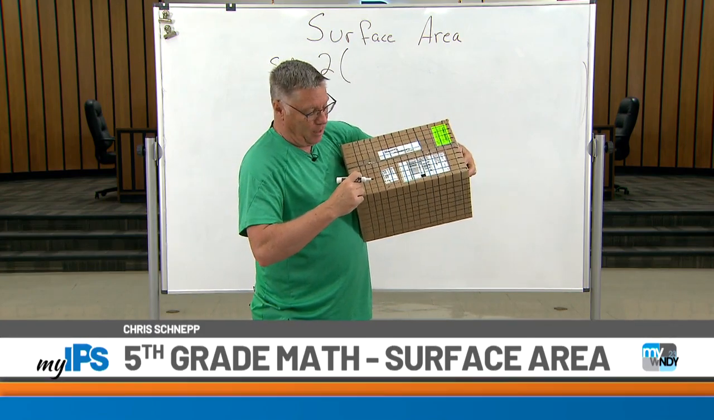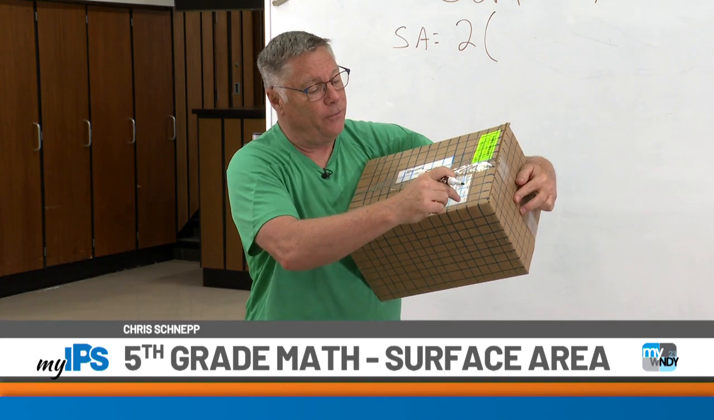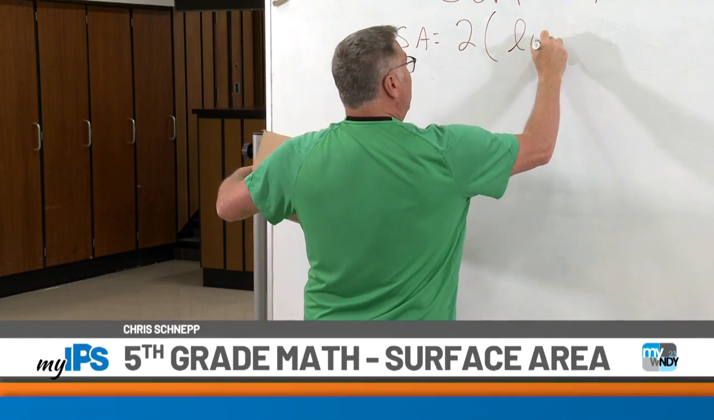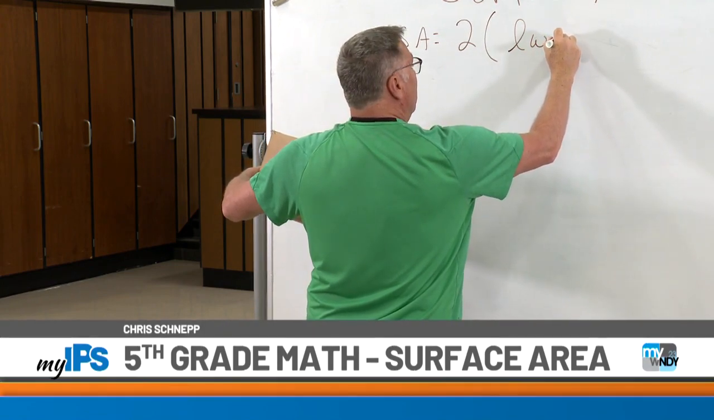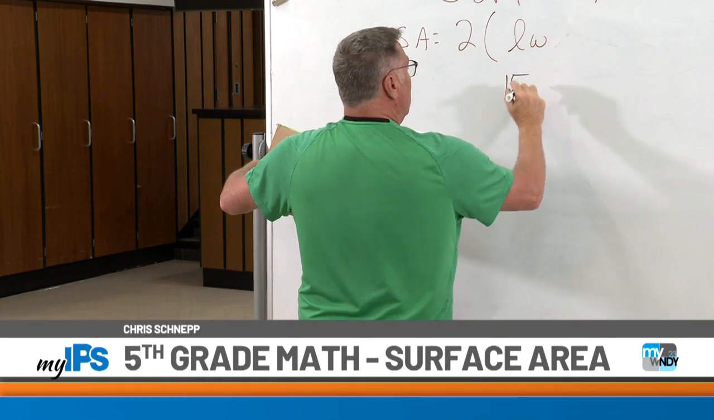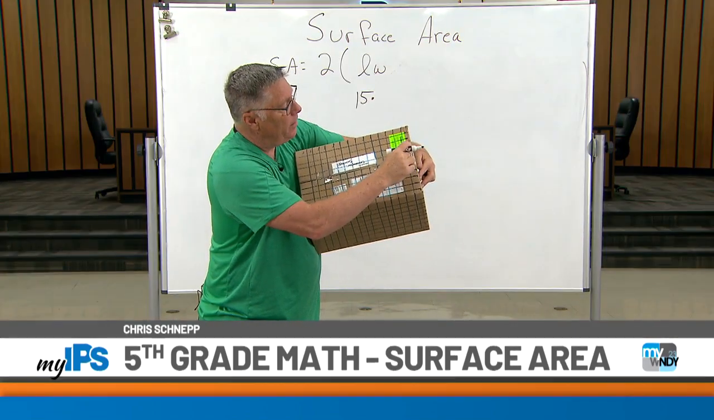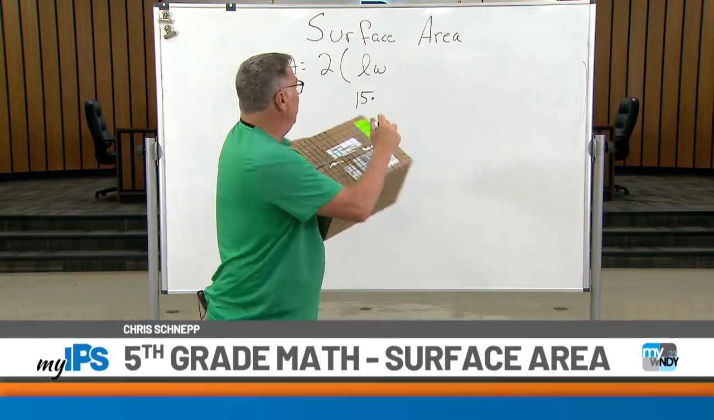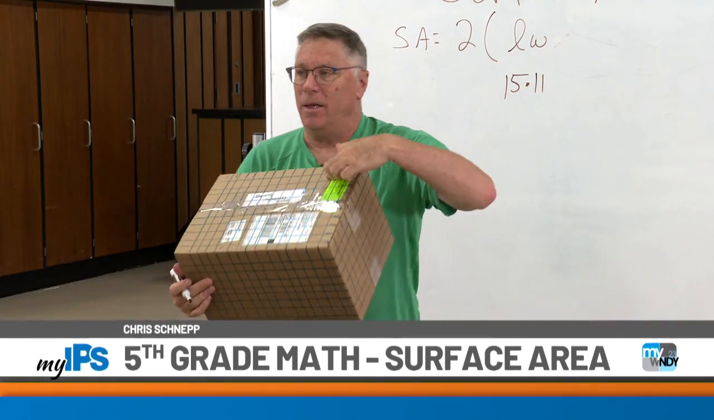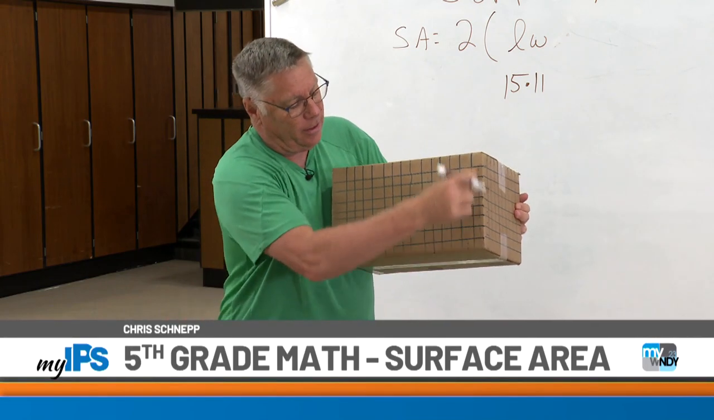If I count my units, 1, 2, 3, 4, 5, 6, 7, 8, 9, 10, 11, 12, 13, 14, 15. So we have our length times our width. Our length is 15, times the width, which is 1, 2, 3, 4, 5, 6, 7, 8, 9, 10, 11. Then we're going to take that length times the width and add it to the length and the height.